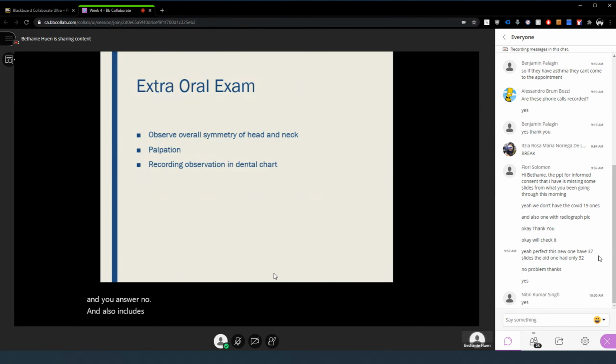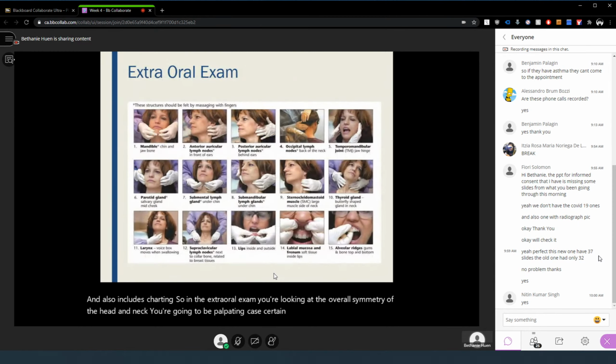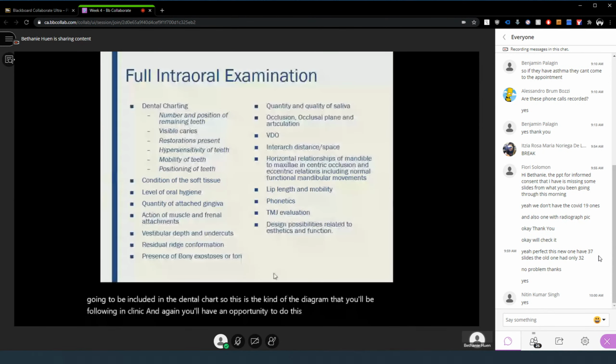In the extraoral exam, you're looking at the overall symmetry of the head and neck. You're going to be palpating certain points, and those observations you'll be following in clinic. Again, you'll have an opportunity to practice this in clinic before seeing patients in a few weeks. You'll do a full intraoral exam.